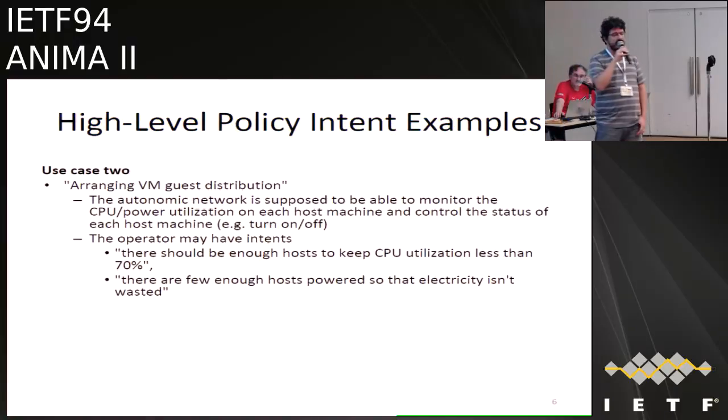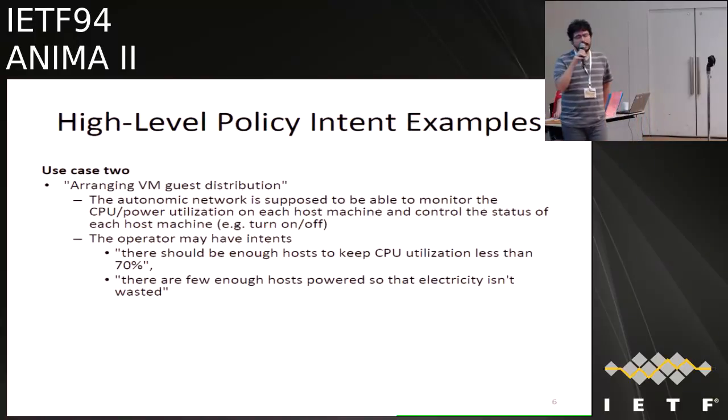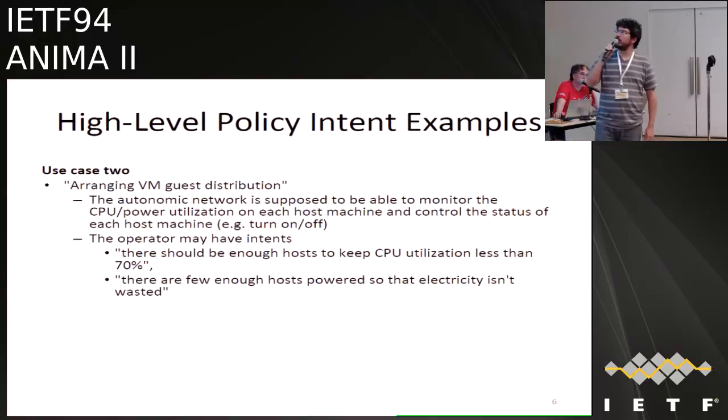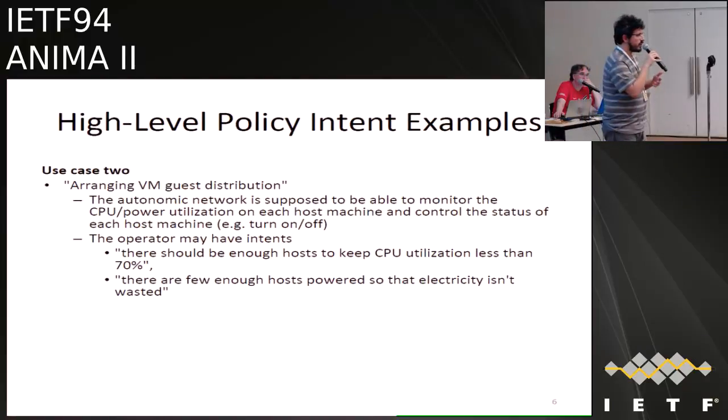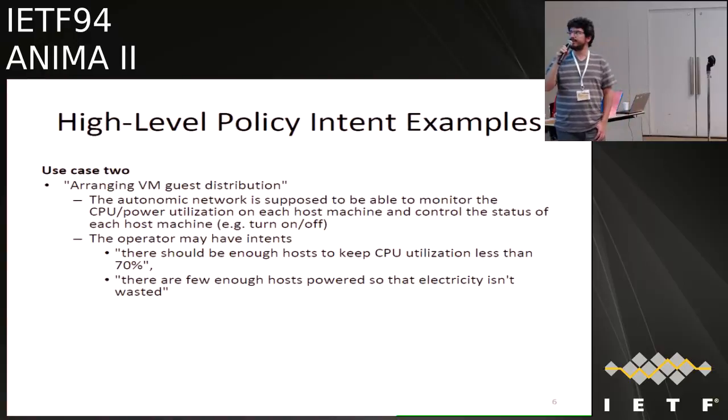The second use case, which is also a high-level policy intent example, is how to arrange some VM distribution in a network. In this example, we have a network that can monitor some information like CPU and power utilization. It's kind of a green computing example, and it can also control the status of each host machine.